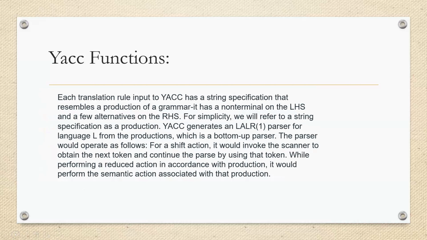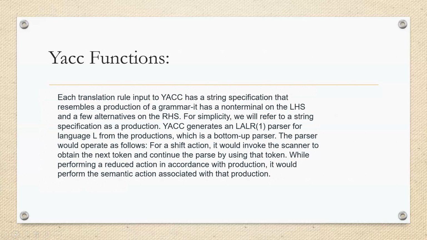Each translation rule input to Yacc has a string specification that resembles a production of a grammar. It has a non-terminal on the left-hand side and a few alternatives on the right-hand side. For simplicity, we will refer to a string specification as a production. So Yacc generates an LALR parser for a language L from the productions, which is a bottom-up parser. The parser would operate as follows. For a shift action, it would invoke the scanner to obtain the next token and continue the parse by using the token. While performing a reduce action in accordance with a production, it would perform the semantic action associated with that production.